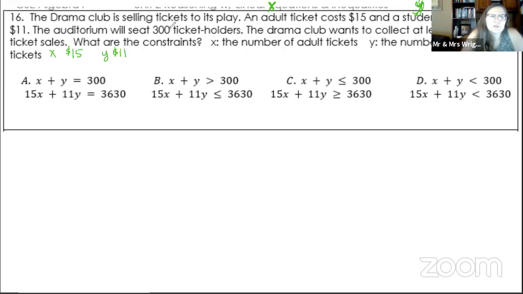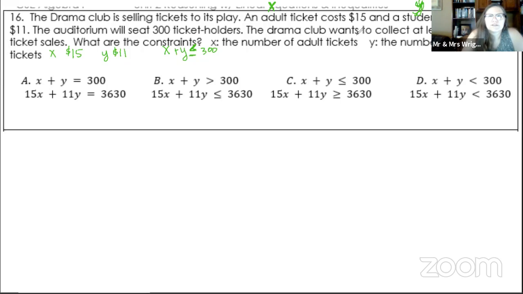All right, the auditorium will seat 300 ticket holders. So X plus Y has to be something to do with 300. Is it going to be greater than or less than 300? Well, it can be equal to 300. Can I fit more than 300 people or do I have to fit less than 300? Well, I have to fit less than 300 people in an auditorium that can only seat 300. So X plus Y has to be less than or equal to 300.